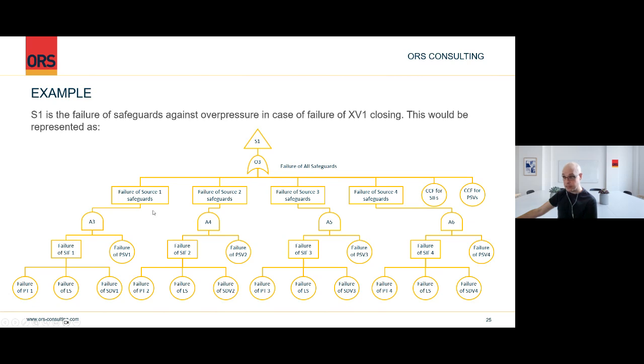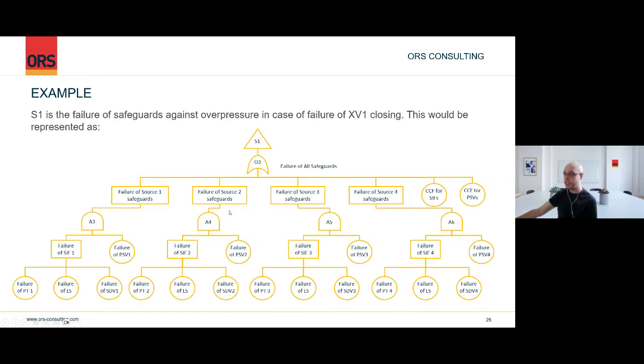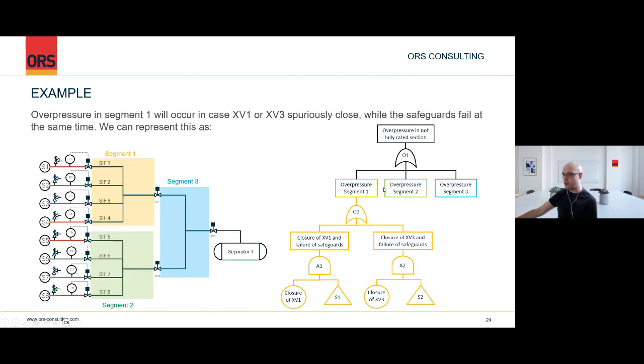then I have failed the safeguards for source one, and then I have a failure of all the safeguards, because if one of them fails, all of them fail. And then if I combine that with the closure of the XV, I get overpressure of segment one, which directly takes me to overpressure of the not fully rated section, right? Now, the tree is sort of built. To do overpressure of segment two is basically the same.